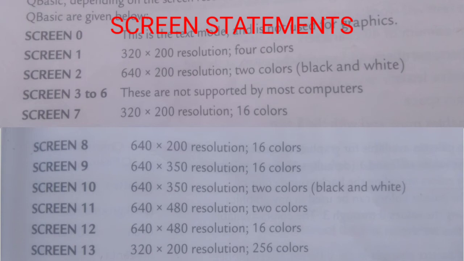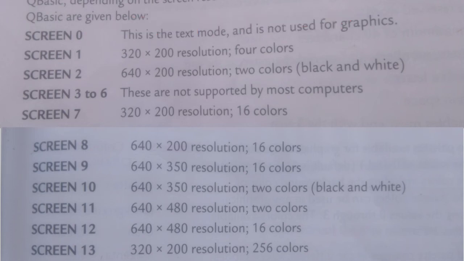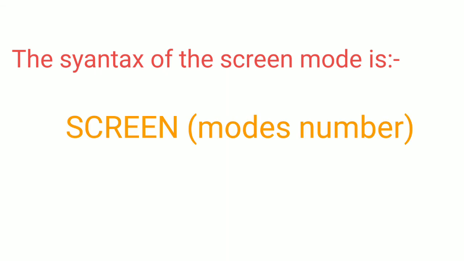First, the screen statement. These are all the screen modes of QBasic, and mainly screen 0 is the text mode and it is not used for graphics. And one more thing, screen 3 to 6: some computers do not support these screen modes, and each has its own colors and resolutions. The syntax of the screen statement is just to write screen and then the screen mode number, either 0 to 13.